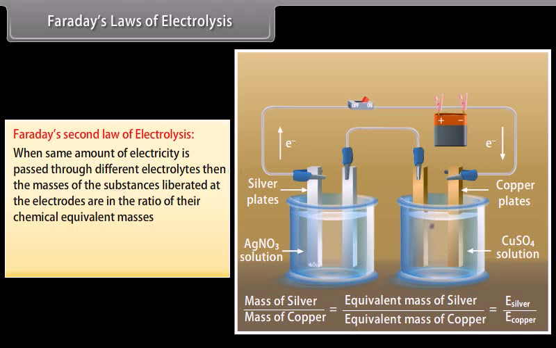When the same amount of electricity is passed through different electrolytes, then the masses of the substances liberated at the electrodes are in the ratio of their chemical equivalent masses.